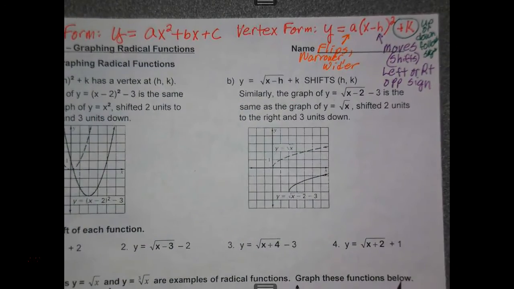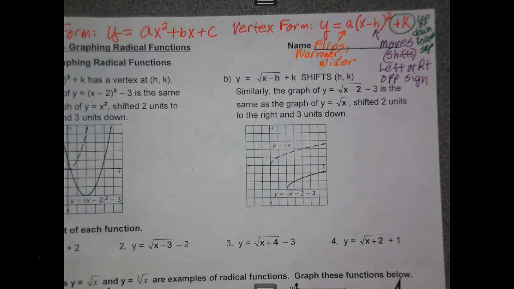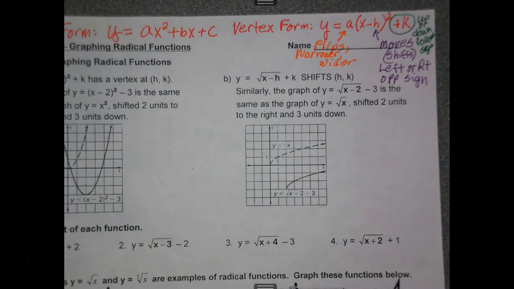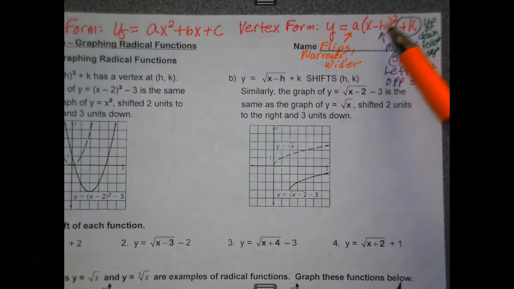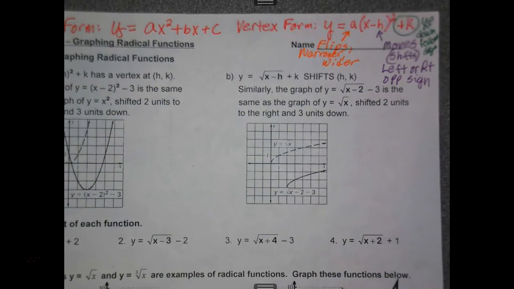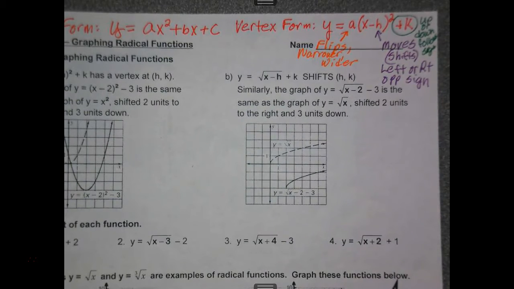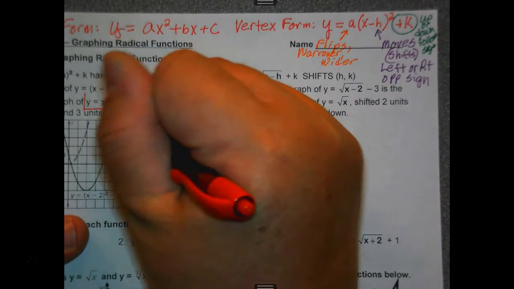Okay, now, where's your packet? A changes from function to function, as far as the wider or narrower. But the minus sign is always going to flip our functions. Everything else stays the same. The h shifts it left or right, opposite of the sign, and the k up or down follows the sign.